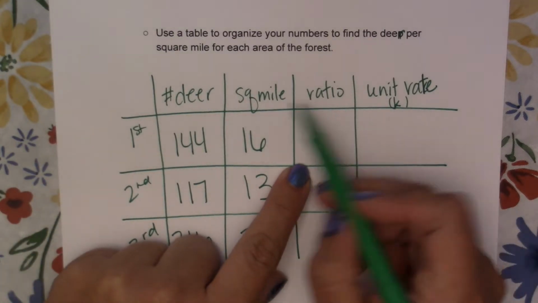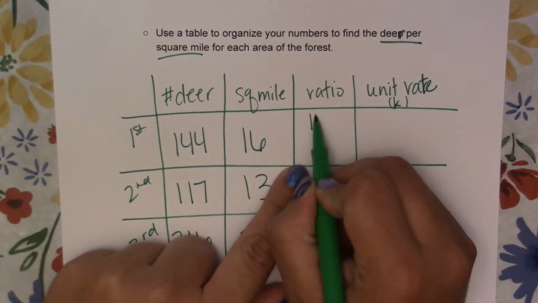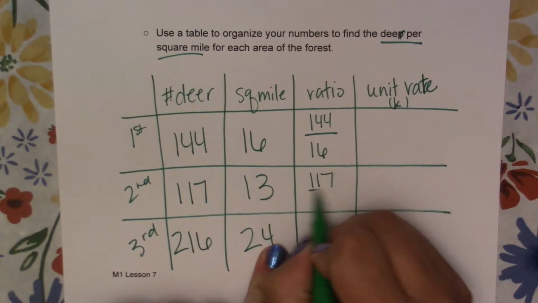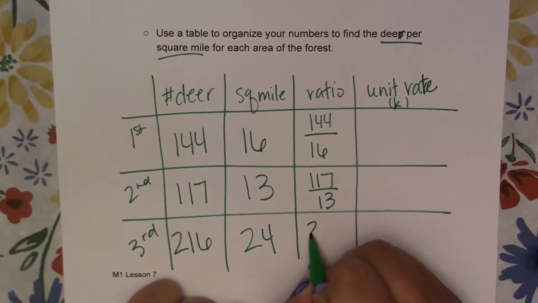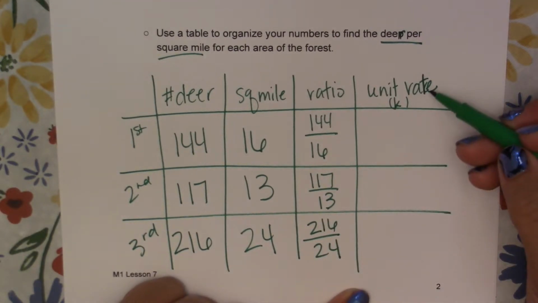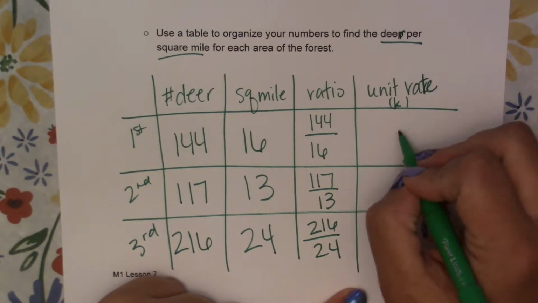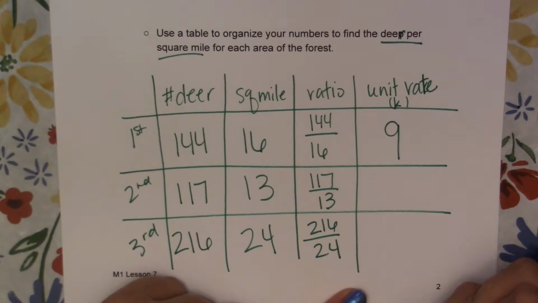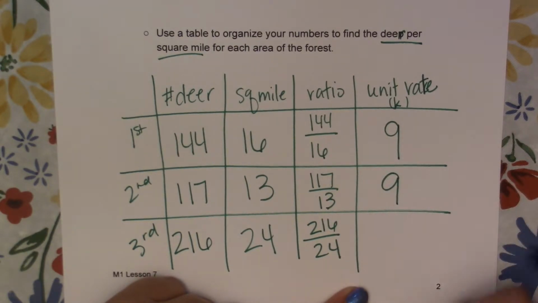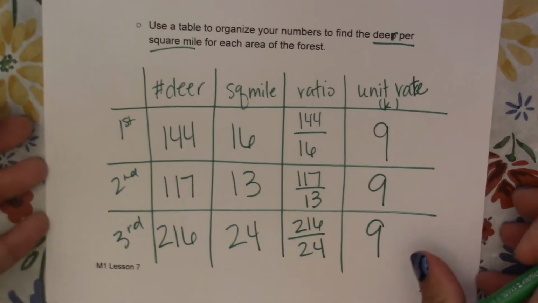All right, so we're going to write our ratio of deer per square mile. So 144 to 16, 117 to 13, and 216 to 24. Now to find that unit rate, we divide. So if we take 144 divided by 16, we get 9. 117 divided by 13 is 9. And 216 divided by 24 is 9.